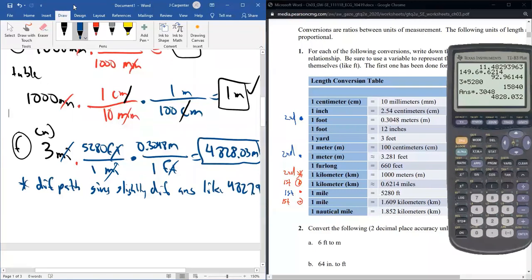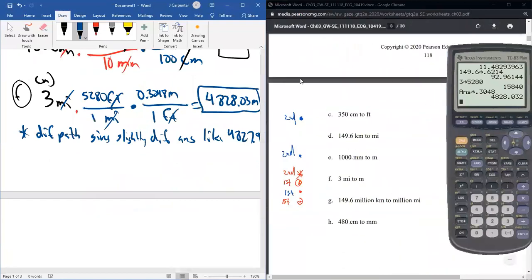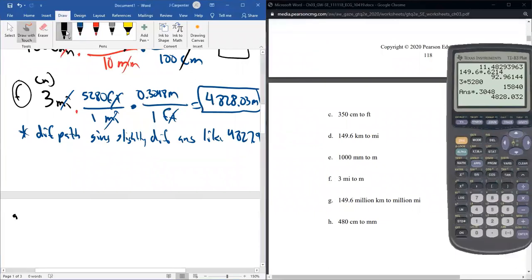All right, got 5 minutes. Let's do G, and we won't do H. Clear my screen. Annotate, clear, boom. G, 149.6 million kilometers. So I'm just going to write million kilometers. And what you could instead do is just move this decimal 6 places to the right and have a whole bunch of zeros. And we want to convert this to millions of miles.